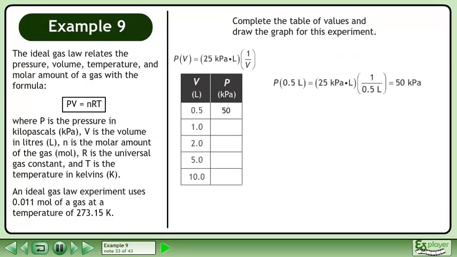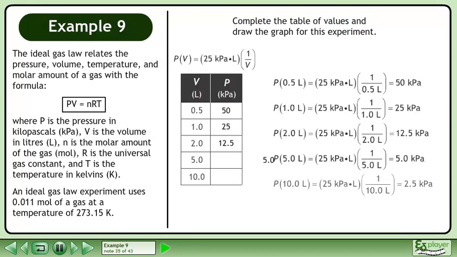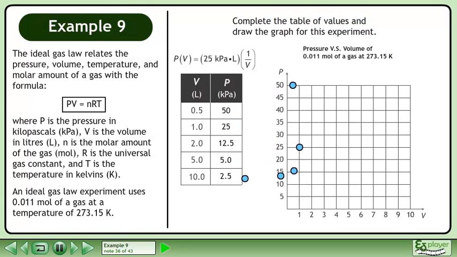When the volume is 0.5 liters, the pressure is 50 kilopascals. When the volume is 1.0 liters, the pressure is 25 kilopascals. Complete the rest of the table. Use the table of values to draw the graph.